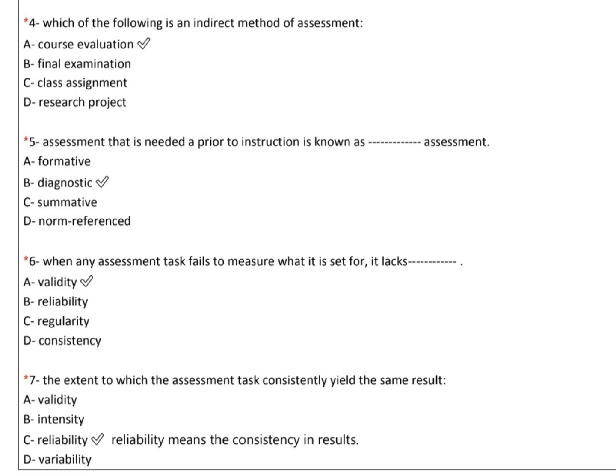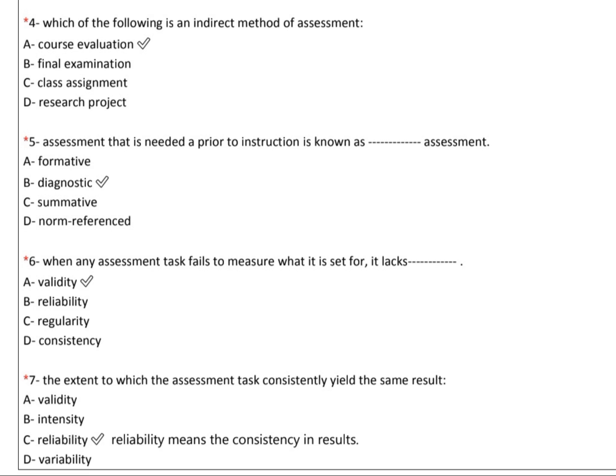4. Which of the following is an indirect method of assessment? A. Course evaluation. B. Final examination. C. Class assignment. D. Research project. 5. Assessment that is needed prior to instruction is known as assessment: A. Formative. B. Diagnostic. C. Summative. D. Norm-referenced.